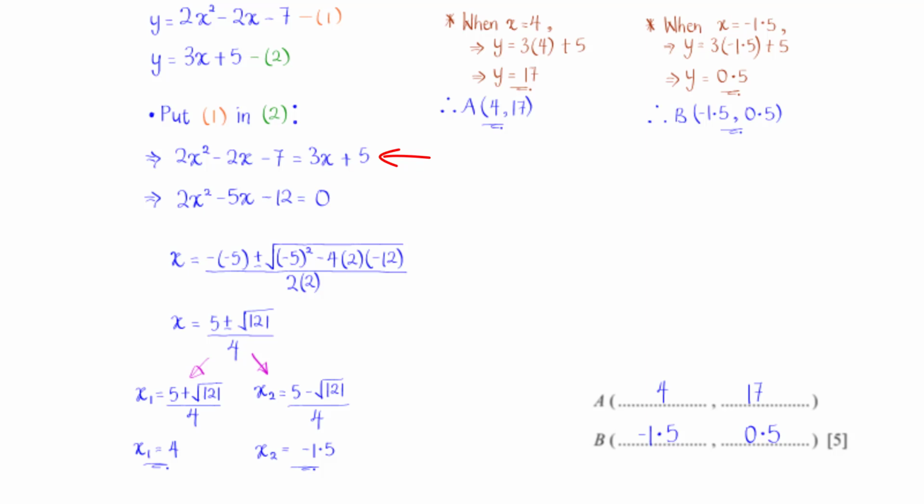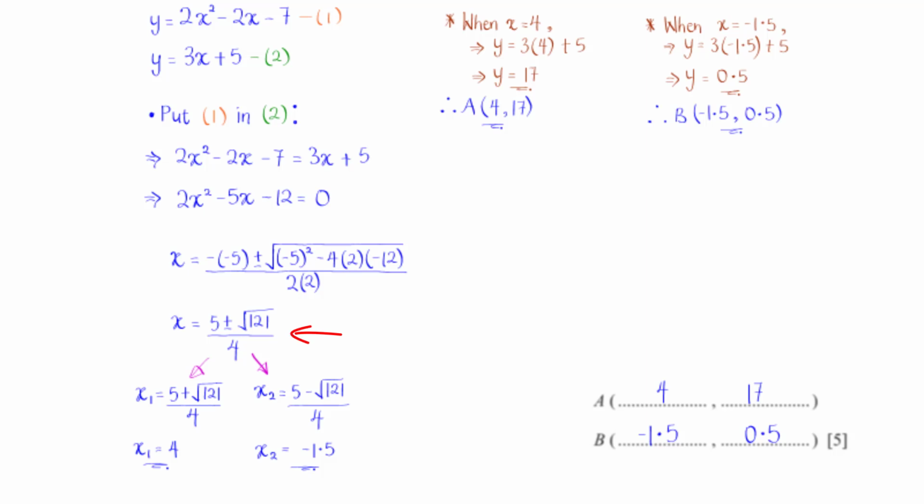When we move all the terms to one side of the equation and group like terms, we have 2x² - 5x - 12 = 0. We have a quadratic equation, and so to find the value of x, we are going to apply the quadratic formula. This gives us x = (-(-5) ± √((-5)² - 4 × 2 × (-12))) / (2 × 2). The values under the square root simplify to give us 121.